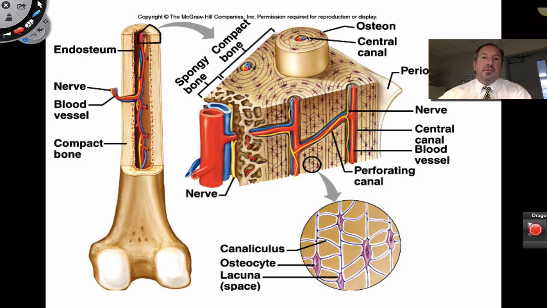So here's the osteon canal right in here. Here's an osteon, sometimes called a Haversian canal. Here's the periosteum out here. So inside, this is kind of interesting, that the osteons are connected to one another through transverse canals as well. So there's lots of blood flowing through the compact bone as well as inside the spongy as well. That's kind of interesting. And the cells are in these little crevices called lacunae or spaces.